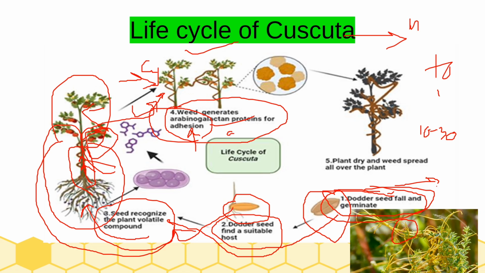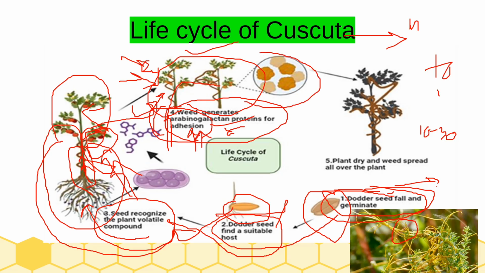The third step is host plant reaction. The host plant secretes cytosolic calcium, and the weed plant secretes arabinogalactan proteins for its attachment. First step is germination. Second step is haustoria formation, its entry into the host plant body, and the adhesion process for its nutrition and water requirements. Next step is host plant reaction, that is generation of cytosolic calcium, and the weed in response generates arabinogalactan proteins. After this, the Cuscuta is completely attached to the host plant and completely feeds on the plant for its water and nutrient requirements, and afterwards the plant dies.